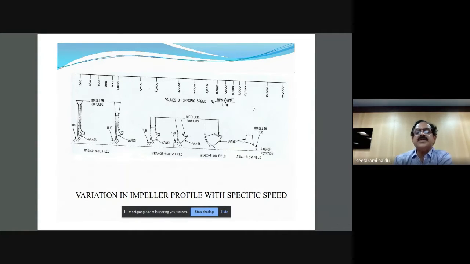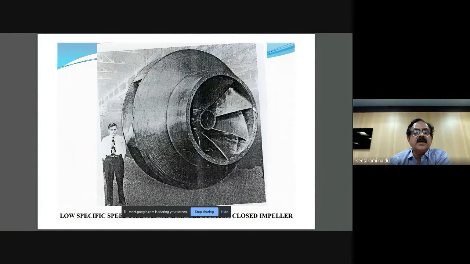To avoid cavitation, a large area is available as a conduit for the liquid to move. So friction losses are less. Cavitation is also not very severe. This is one typical closed impeller turbine pump runner.